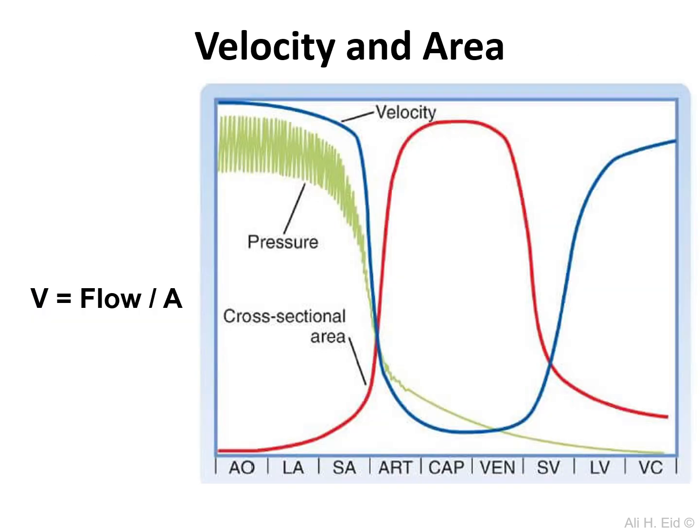So if you look at this curve, you will find that in blue, the velocity is dramatically decreasing as we get to the level of the capillaries. So here is the level of the capillaries. You will see that this is the lowest speed in the blue, and that is directly related to the cross-sectional area. The highest total cross-sectional area is that of the capillaries.